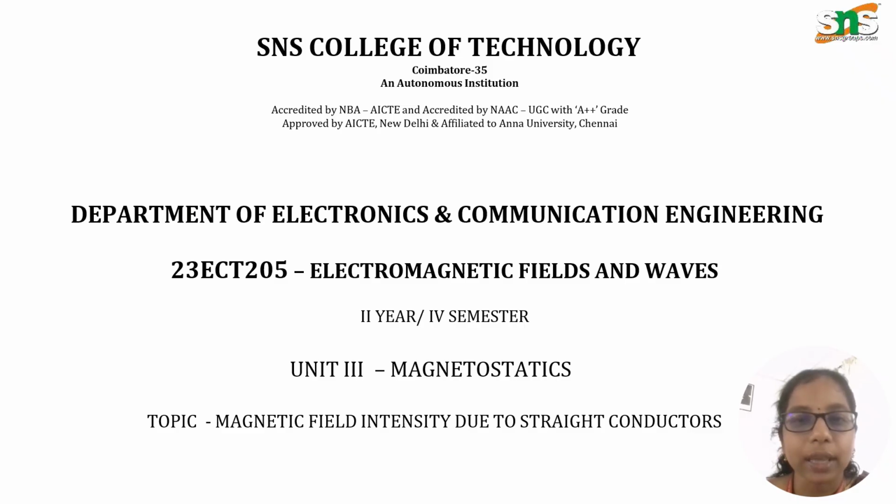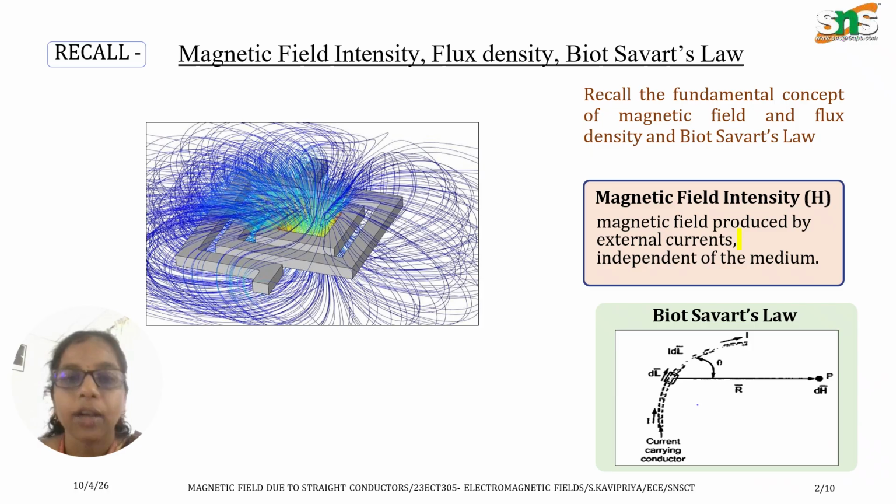I am going to discuss the topic magnetic field intensity due to a straight conductor. Before starting the discussion, let's recall magnetic field intensity. A magnetic field is produced majorly by the external current element, and the intensity of the magnetic field is determined by the magnetic field intensity.